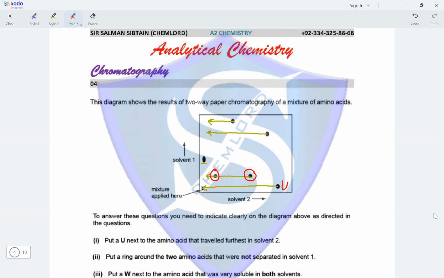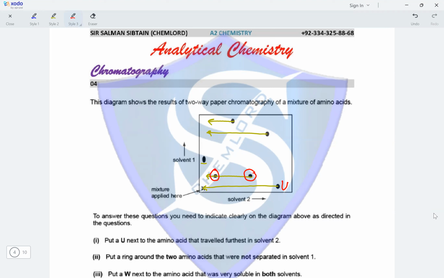So these are the two amino acids that must be ringed. And put a W next to the amino acid that was very soluble in both solvents. So an amino acid that is very soluble in both solvents is the one that travels the furthest in both.